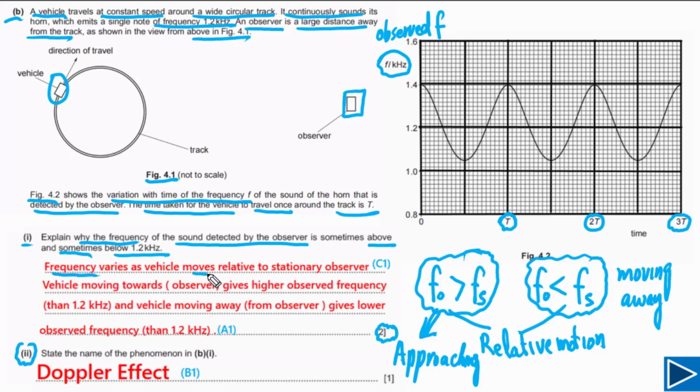Frequency varies as vehicle moves relative to stationary observer, means when there is a relative motion, and frequency is higher than the frequency of the source when the source is moving towards observer, and when the source is moving away, observed frequency is lower than the frequency of the sound produced by source. So if you write down these points, you will get 2 marks. And the next one is a B mark. Simply you need to write down Doppler effect and you will get 1 mark. I hope it is clear to you now.